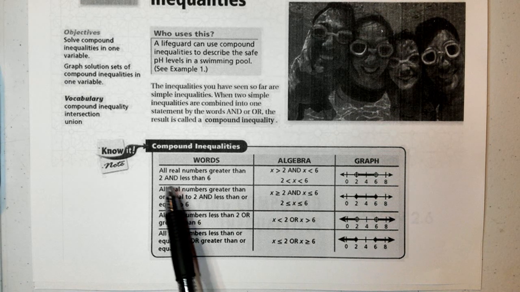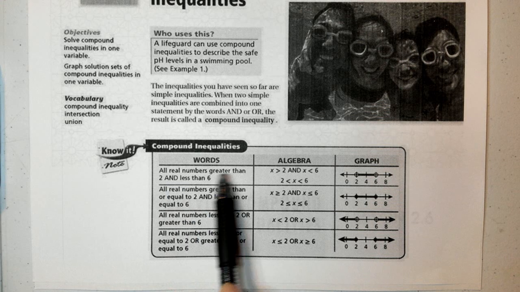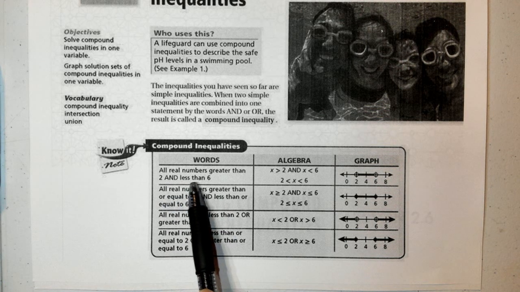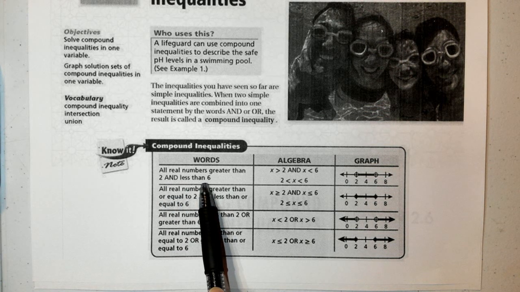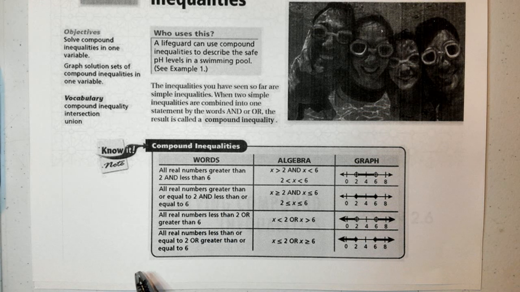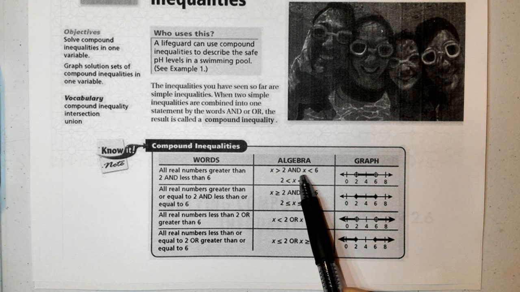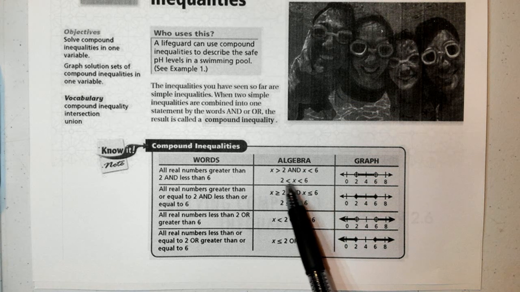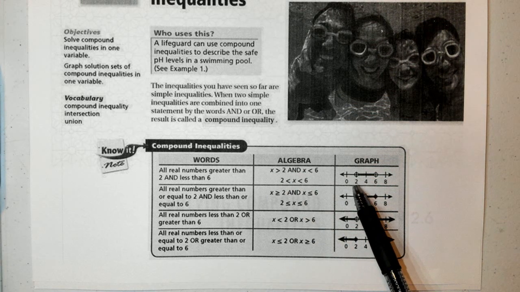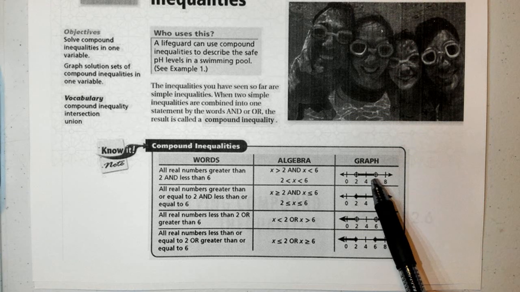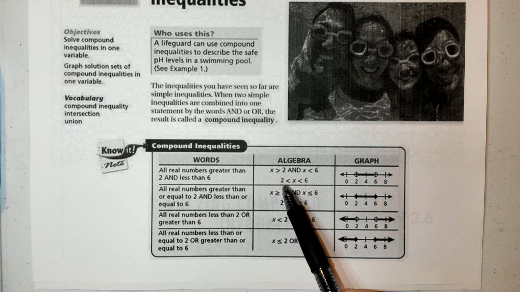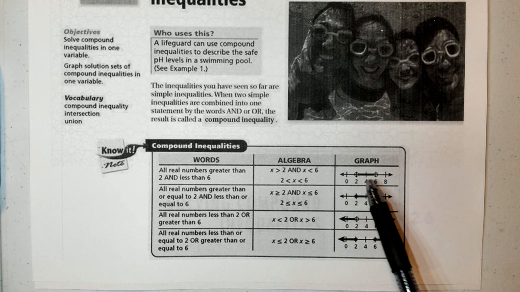So some examples here, all real numbers greater than 2 and less than 6. So any number that satisfies those two conditions would be included in the solution set. So x is greater than 2, x is less than 6. So x is in between 2 and 6. So the graph would look like this. We'd have an open dot on 2 and 6 because they're strictly, they're not equal to, and then shaded in the middle.